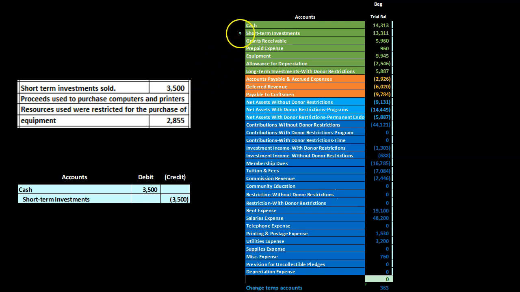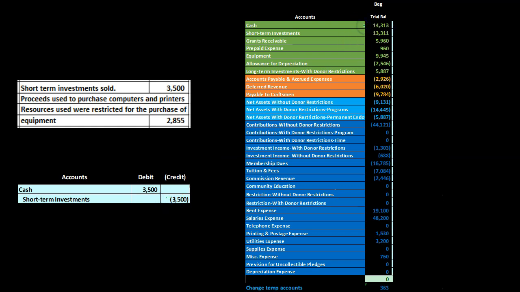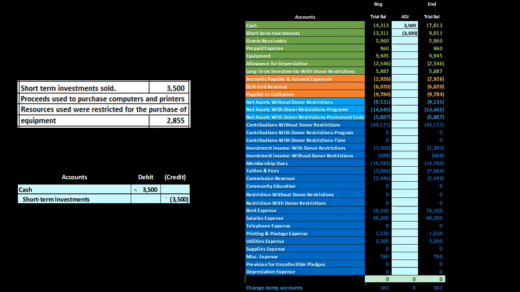First, we'll record the first transaction similar to a for-profit organization, straightforward type of transaction. We're going to say that these short-term investments are sold. They're going to go down. These are a debit balance. We need to make them go down by doing the opposite thing to it, a credit. The other side, of course, going to cash. That's what we're going to get for it. Cash then increasing. Cash is a debit balance account. It goes up with a debit.